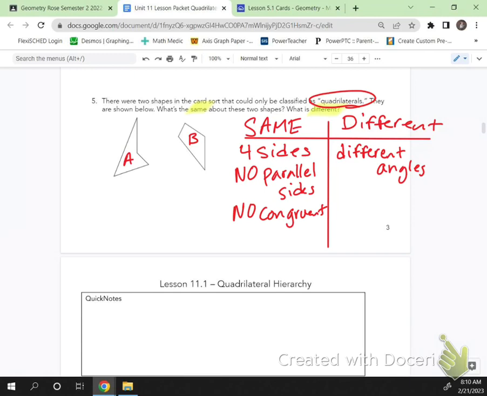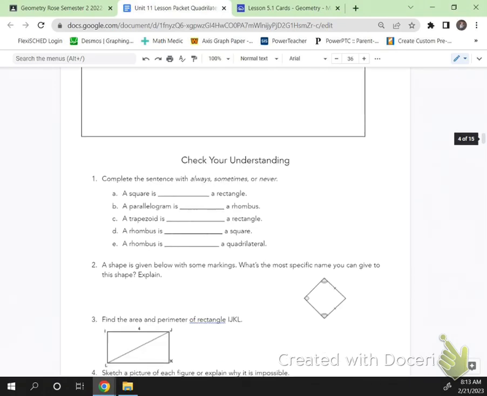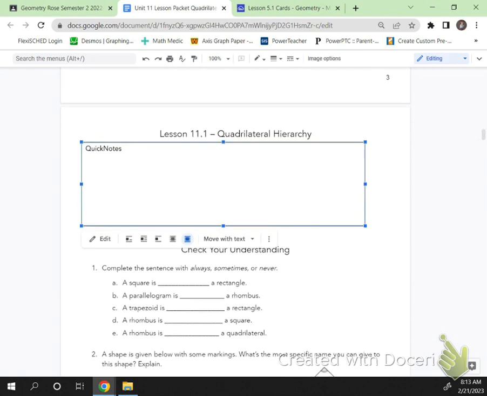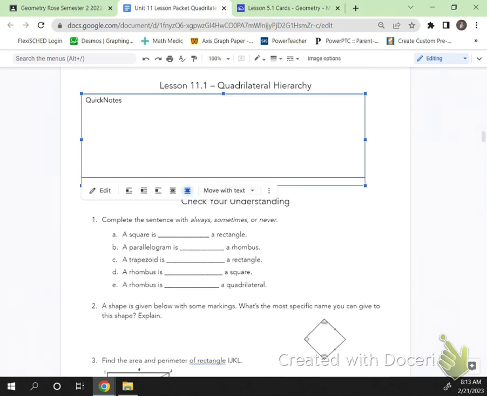The big thing here is concave, convex, which you might see, but we usually don't test on concave, convex. We usually try to focus on our quadrilateral group. Are you ready to sort, make a big chart of our quadrilateral group? Flip the page. Here we go. The quadrilateral hierarchy.